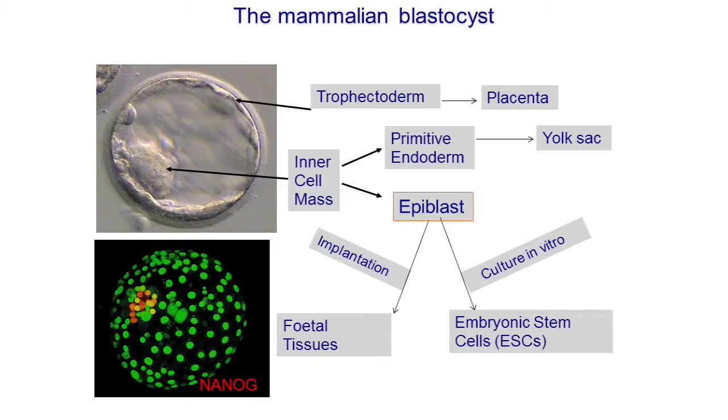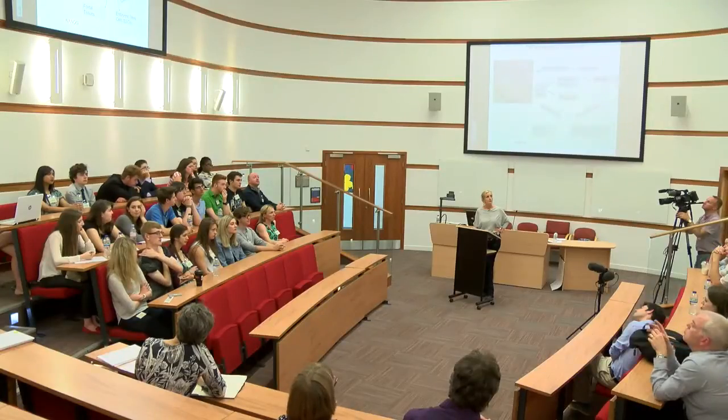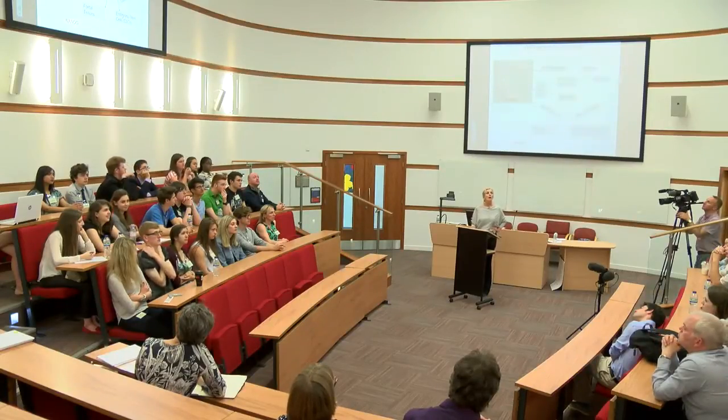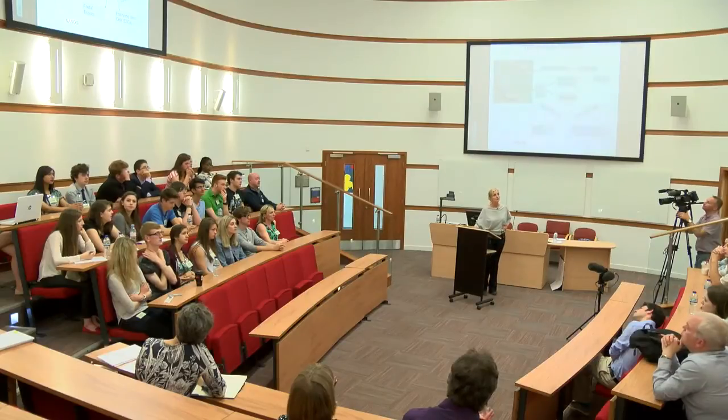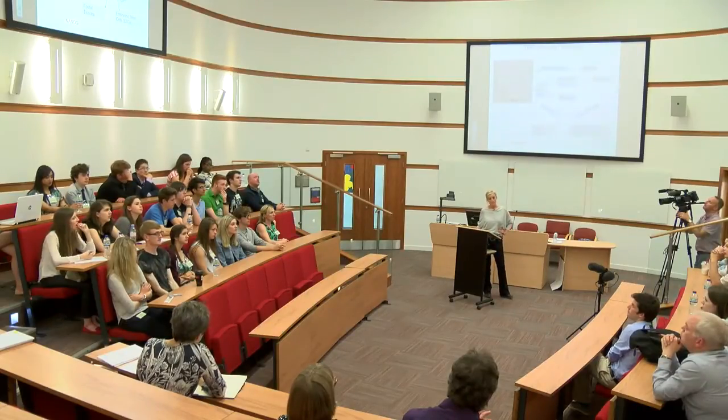So just to take a closer look at the mammalian blastocyst here, it's composed of an outer layer of trophectoderm cells and an inner cell mass. The trophectoderm gives rise to a placenta, the inner cell mass gives rise to a primitive endoderm and the epiblast. The primitive endoderm goes to the yolk sac, and the epiblast gives rise to fetal tissues if this embryo implants. Or if we culture this inner cell mass in vitro, we can get embryonic stem cells.